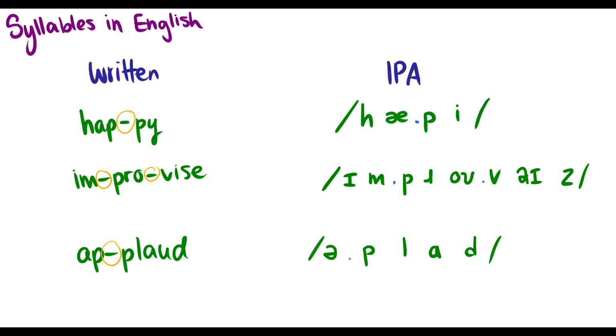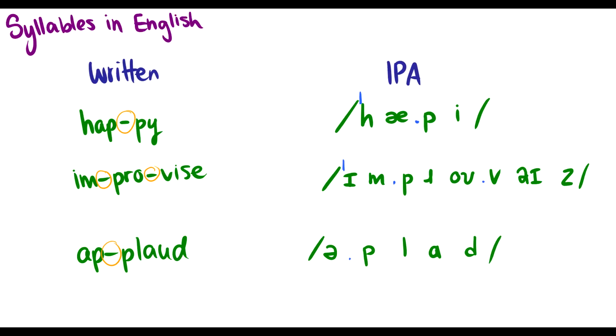Now, of course, there's also stress, so we can include that. So happy, the primary stress is on hap, so we put primary stress there. Improvise: the main stress is at the beginning of the word, on the syllable im. We might be saying, how do you know that's primary stress? So we can force primary stress when we speak. So instead of saying improvise, I could say imPROvise. That sounds really weird, but that is primary stress on pro.